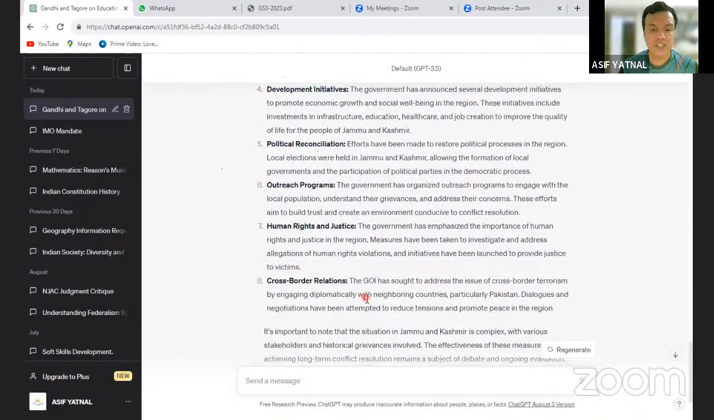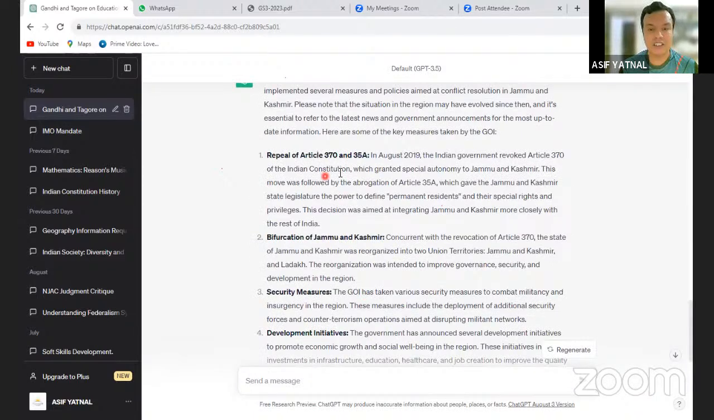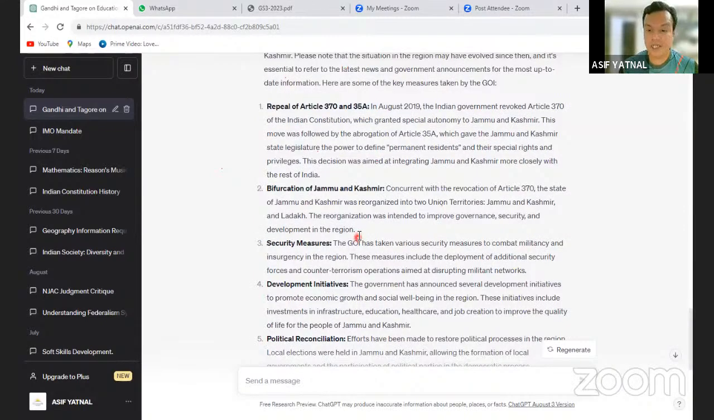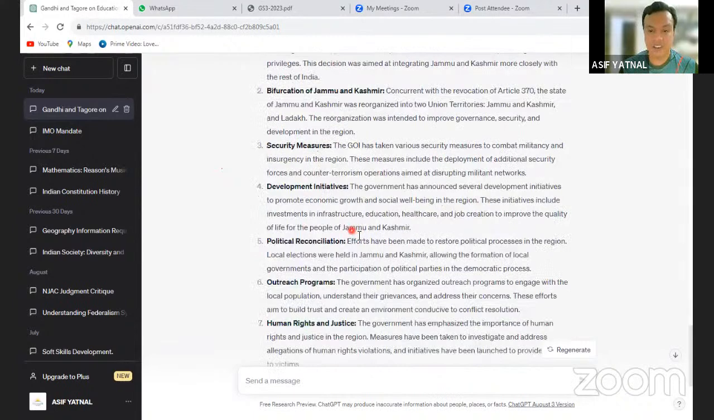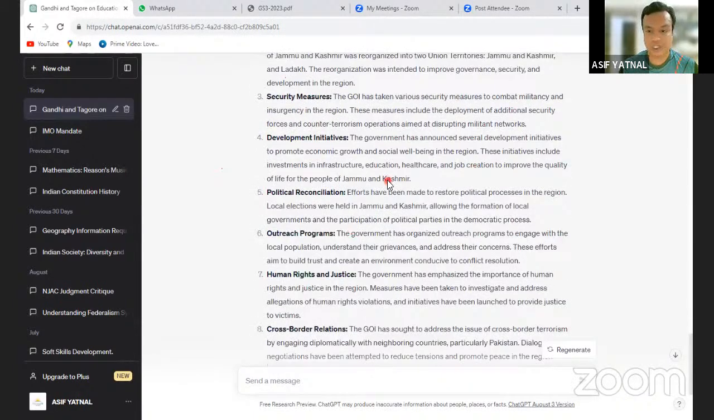Okay, they have given certain points here. One is that repeal of Article 370 (35A). As per ChatGPT, repeal of 370 is an effort taken by the government toward conflict resolution, bifurcation of Jammu and Kashmir, security measures, then developmental initiatives in this region, especially in infrastructure, education, healthcare, and job creation. Political reconciliation efforts have been made to restore political process in the region. Local elections were held in Jammu and Kashmir, allowing the formation of local governments and participation of political parties in the democratic process. Outreach programs to engage with the local population, understand their grievances and address their concerns.